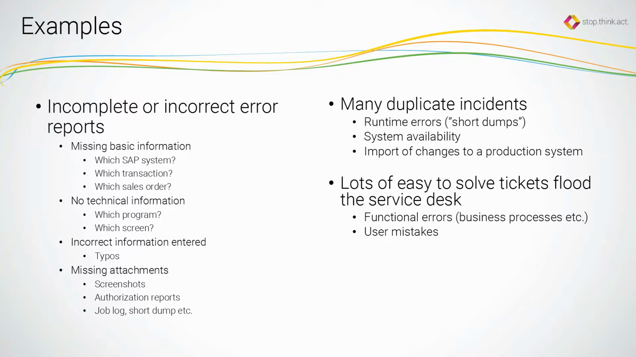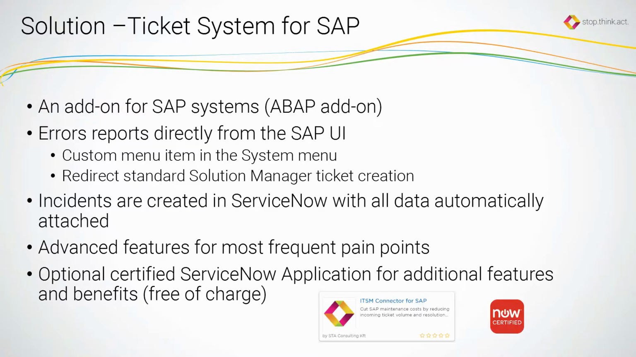We have some examples for easy to solve problems, which the service desk still has to deal with. It's like functional errors, so misconfiguration of transactions and customizing entries, which can still be corrected easily, and user mistakes. So if an end user is not skilled, maybe he or she just joined the company and does something wrong.